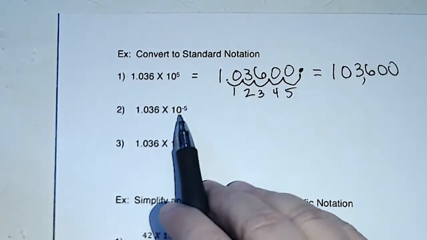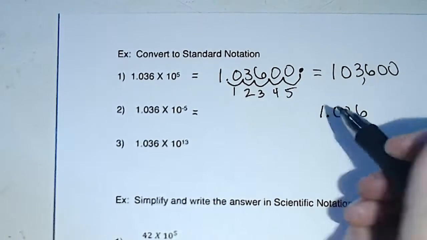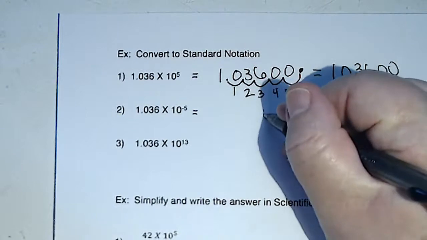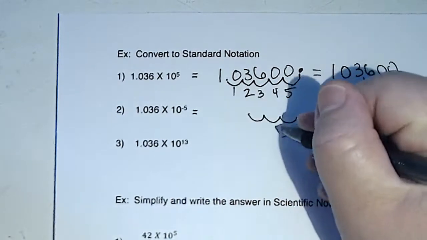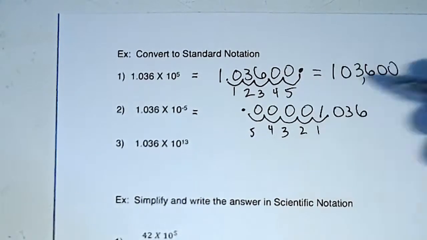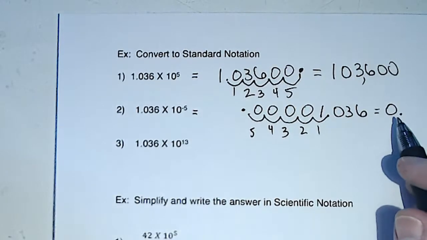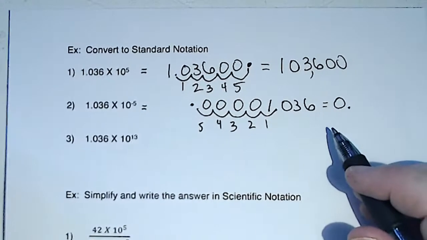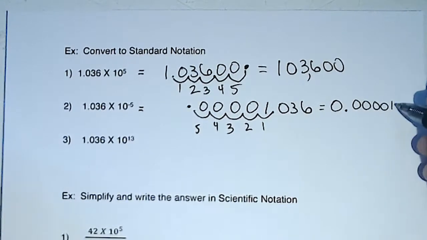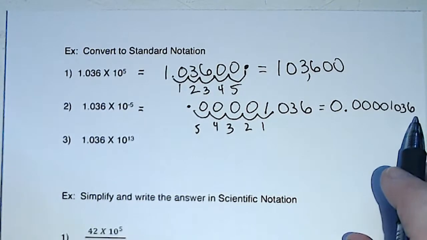Okay, for this one, we know it's going to be a small number. So I'm actually going to start over here because I'm going to have to go smaller. So I have to go to the left. 2, 3, 4, 5. 2, 3, 4, 5. So let's see. I think I've got. I'm going to write in my leading 0. I don't think it's a misleading 0. I think it's just a leading 0. 2, 3, 4, 1, 0, 3, 6. So there we go. 4 zeros and then 1 0 3 6.